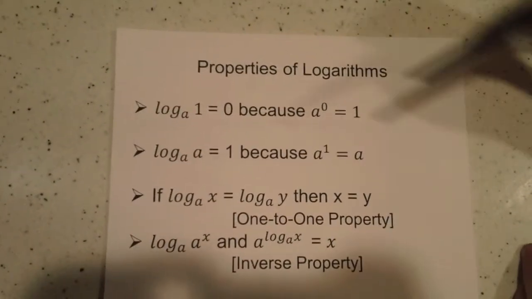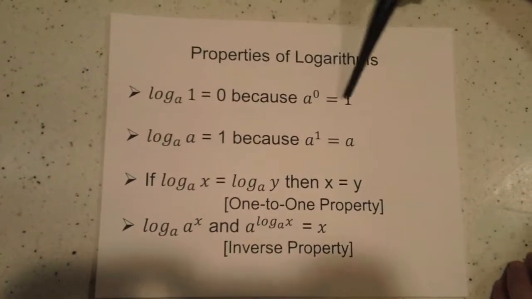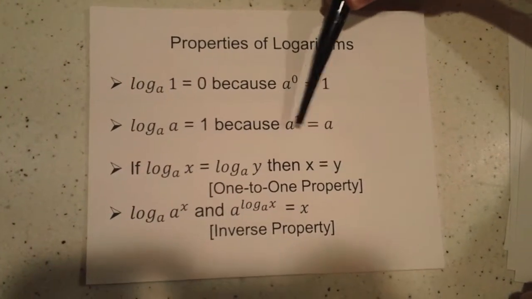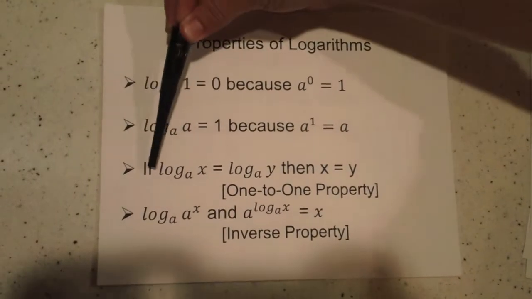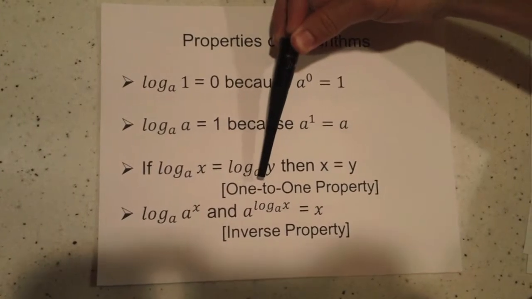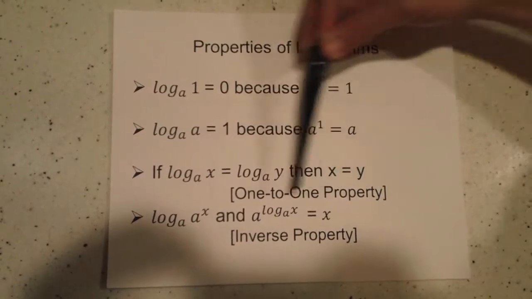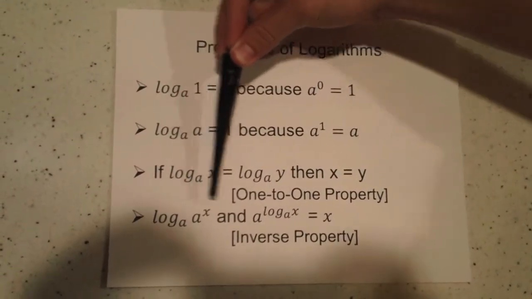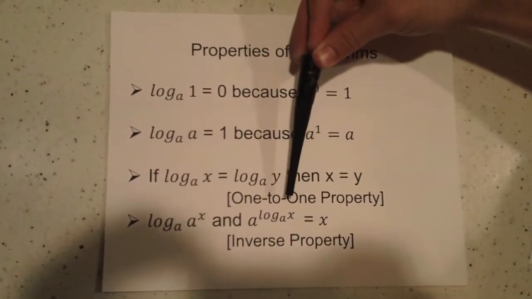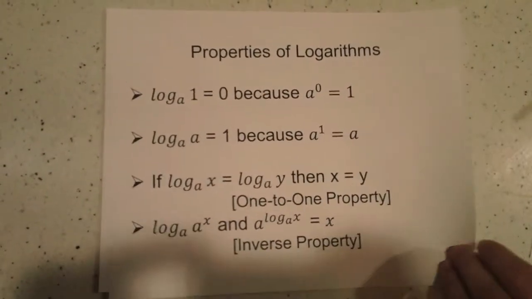Properties of logarithms. log_a(1) = 0 because a^0 = 1. log_a(a) = 1 because a^1 = a. If log_a(x) = log_a(y), then x = y. That is the one-to-one property. log_a(a^x) = x and a^(log_a(x)) = x. That is the inverse property.